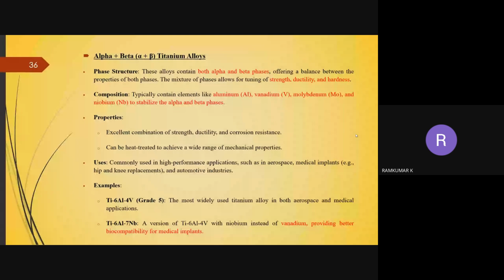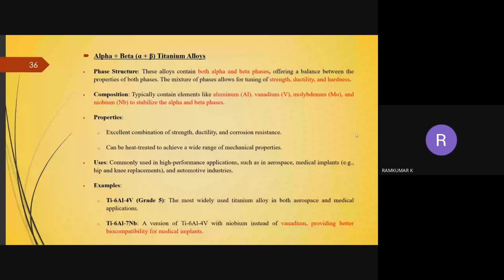The next one is alpha beta titanium alloys. They have the properties of both the alpha and the beta phases. It has good strength, ductility, and hardness. Here the composition includes elements like aluminum, vanadium, molybdenum, and niobium. So here also it has good strength, ductility, and corrosion resistance. It can be heat treated to achieve a wide range of mechanical properties. This kind of material is also used in aerospace, medical implants, and automotive industries, like hip and knee replacements. This kind of titanium alloys are used.